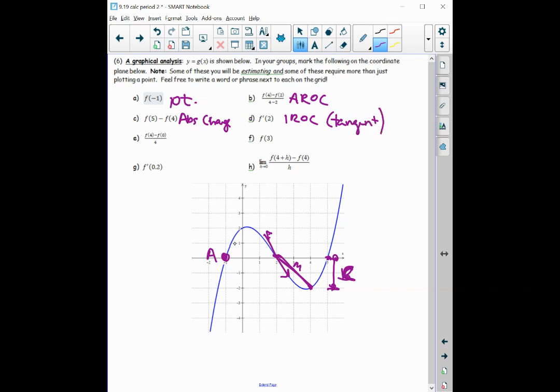Okay, f of 4 minus f of 0. Now we're getting into some repeats. f of 4, f of 0, that would be an A rock. So this is my E. I guess I should be marking this. This is my D. This is part B. f of 3 is that point. That's F. f prime of 0.2 would be about here. That's going to be G. So that's like the tangent slope, or the I rock.